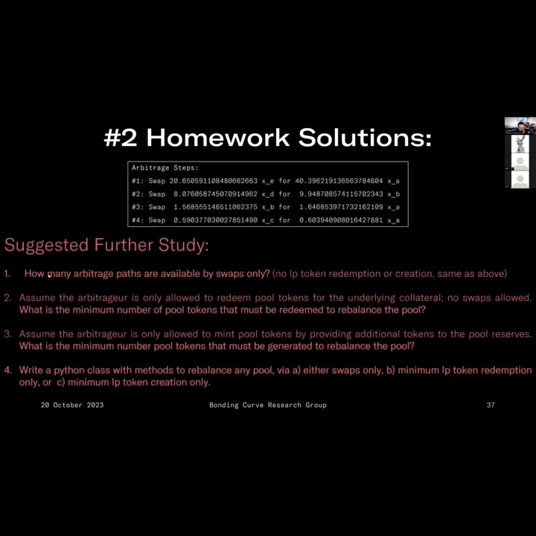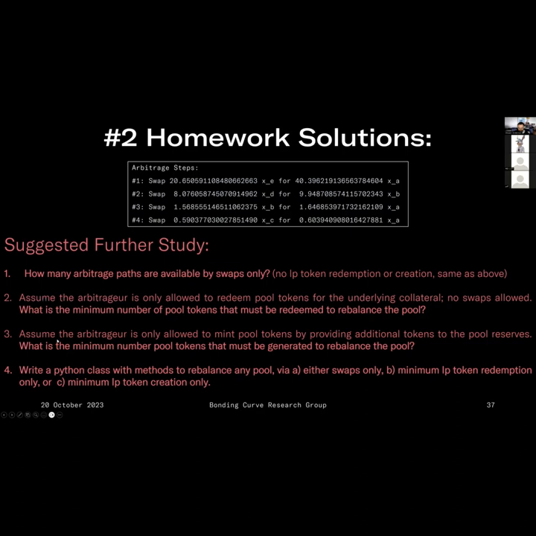another question. So I've just answered this first one for you, which is how many arbitrage paths are available. If you include iterative or Newton-Raphson sort of approximations that slowly perform a swap and then reanalyze the system, you can do this an infinite number of times. But what if you said that you wanted to do it sort of in bulk? How many arbitrage paths are available by swaps only?